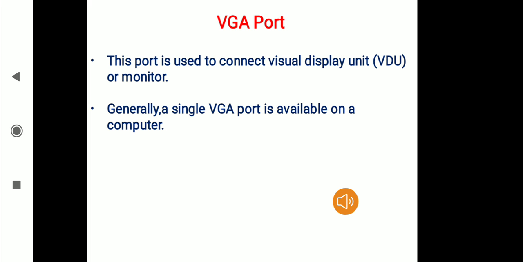Next we have the VGA port. This type of port is used to connect the visual display unit, in short VDU, to the motherboard. The other name for the visual display unit is the monitor. Generally, a single VGA port is available on a computer.